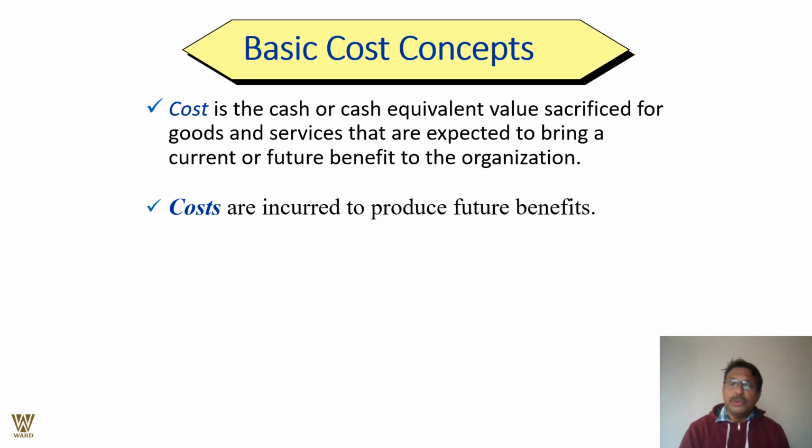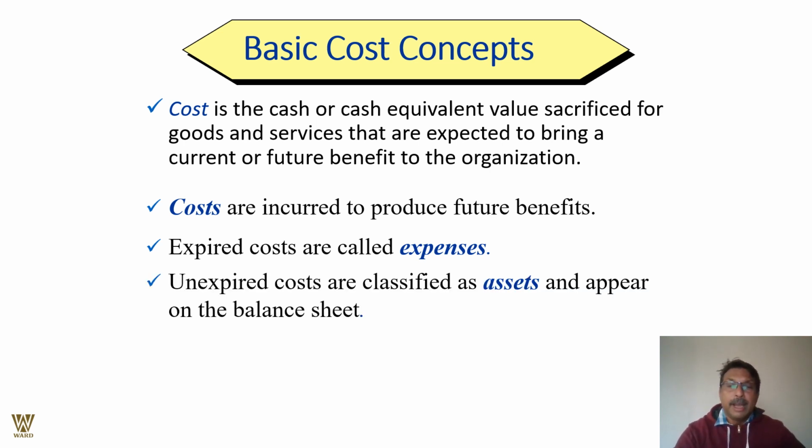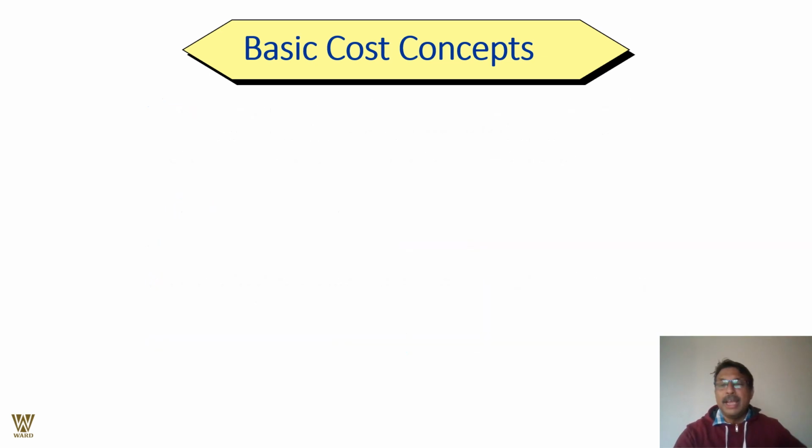Costs are incurred to produce future benefits. Remember, everything you are investing right now, you are spending right now for a future income, a future benefit. Expired costs are called expenses, which you have already used up. Unexpired costs are classified as assets and appear on your balance sheet. Assets are costs that still belong to you as of now. Assigning cost accurately to the cost object is absolutely vital and crucial.